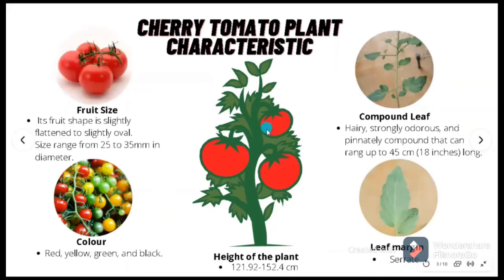The cherry tomato plant has a characteristic in which its fruit size is slightly oval. The color can vary between red, yellow, green, and black, and the height of the plant can reach 121.92 to 152.4 centimeters. The leaf is characterized as a compound leaf with a serrate leaf margin.